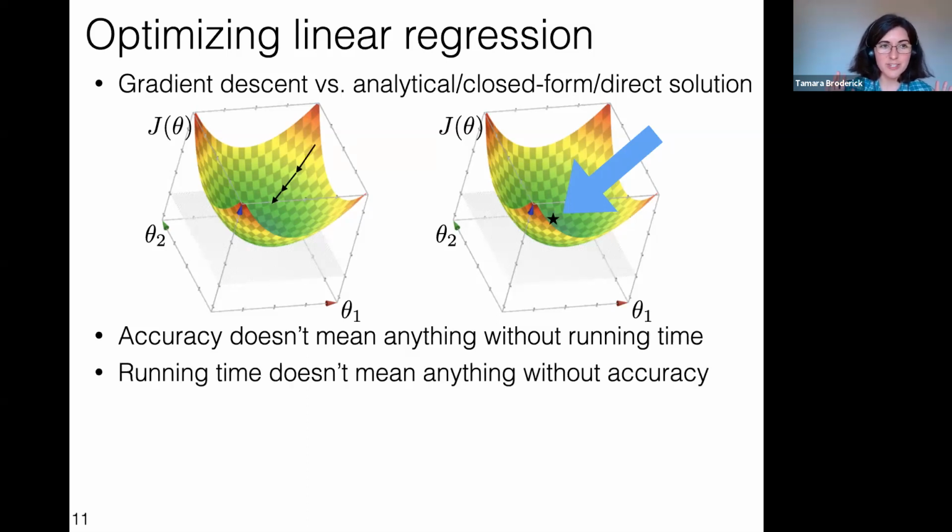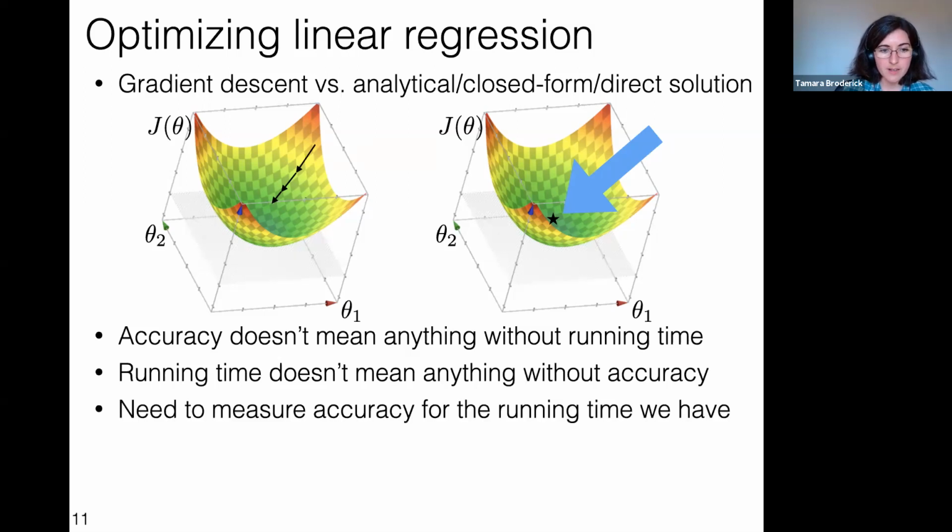This is, again, just a machine learning life lesson: running time doesn't mean anything without accuracy. If somebody tells you they have this cool new machine learning algorithm and it takes constant time or it's super duper fast, they have to also tell you about accuracy. It's very easy to come up with methods that have a fast running time. It's much harder to come up with methods that have a fast running time and give you a good result, especially a provably good result. Okay, so we need to measure accuracy for the running time that we have.